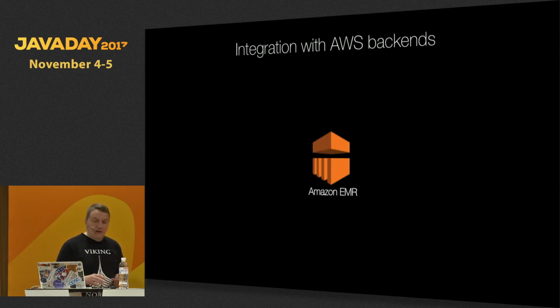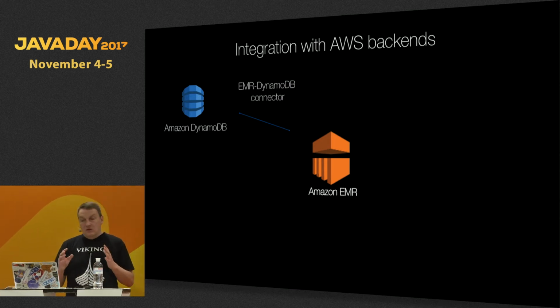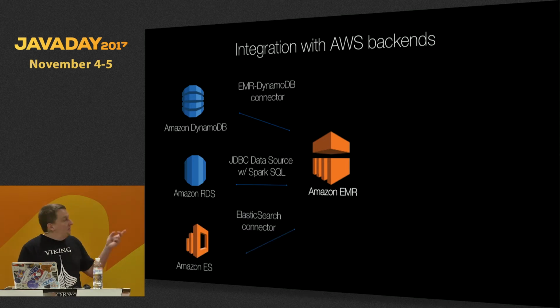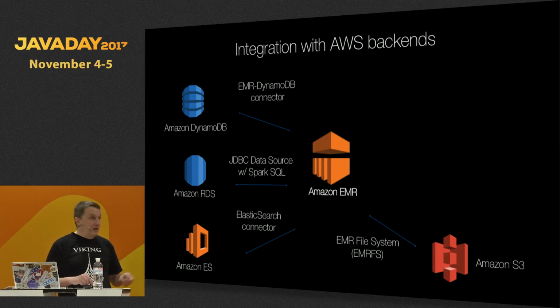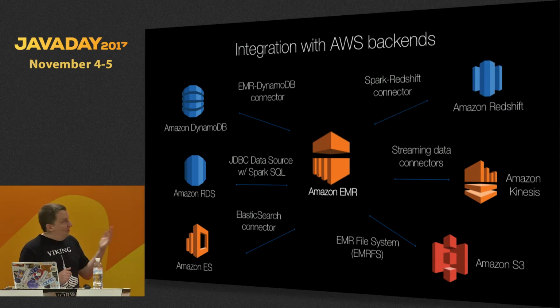But it's not just that. You can also benefit from multiple integrations. So if you have data that lives in, for example, DynamoDB, there's a connector to upload it. If you have data in RDS, there's a connector. If you have data in Amazon Elasticsearch, there's a connector. If you have data in S3, you can directly read and write data from S3. You don't have to load it into HDFS. You can connect to Kinesis if you have streaming use cases. And you can also read from Redshift.